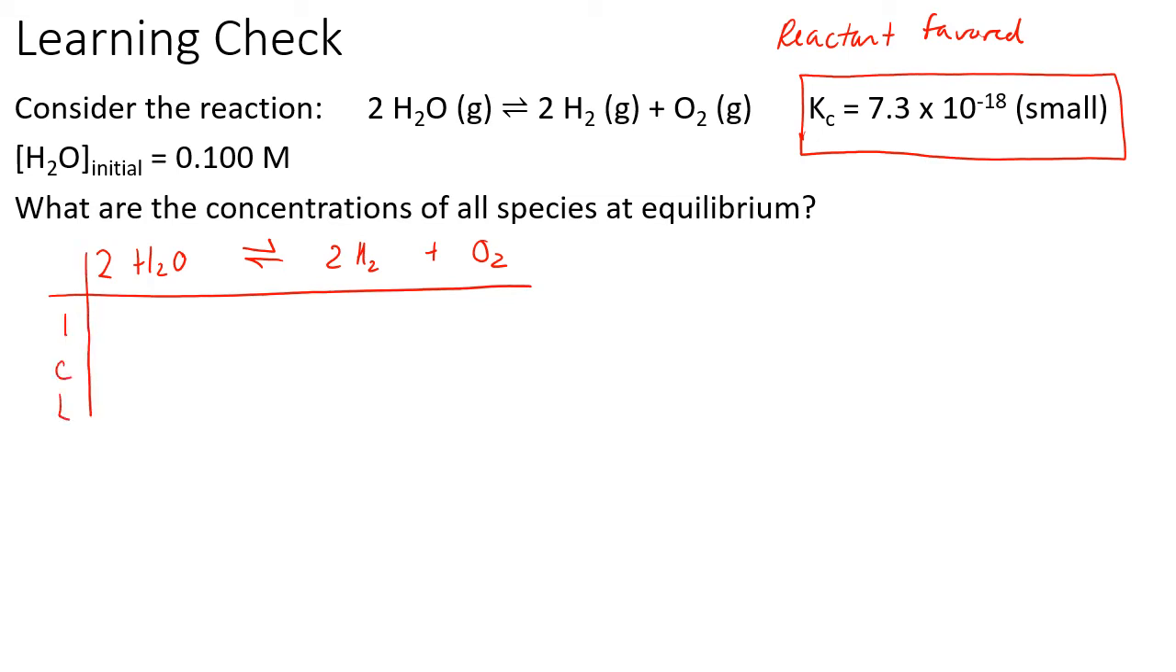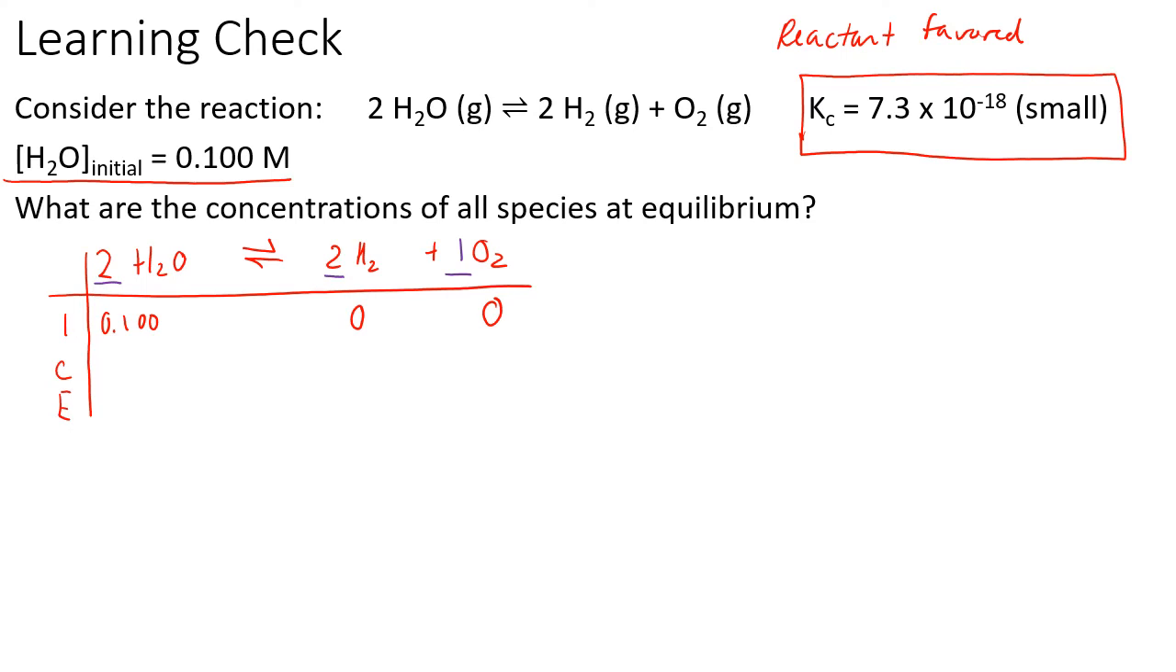And then we have our change in our equilibrium. We were given our initial concentration of our reactant, so we can plug that in: 0.100 molar for the H2O. And initially we have no product, so we plug in 0 for hydrogen and 0 for oxygen. Using the coefficients of the balanced equation, we have a 2 out in front of the H2O, a 2 out in front of the H2, and a 1 out in front of the O2.